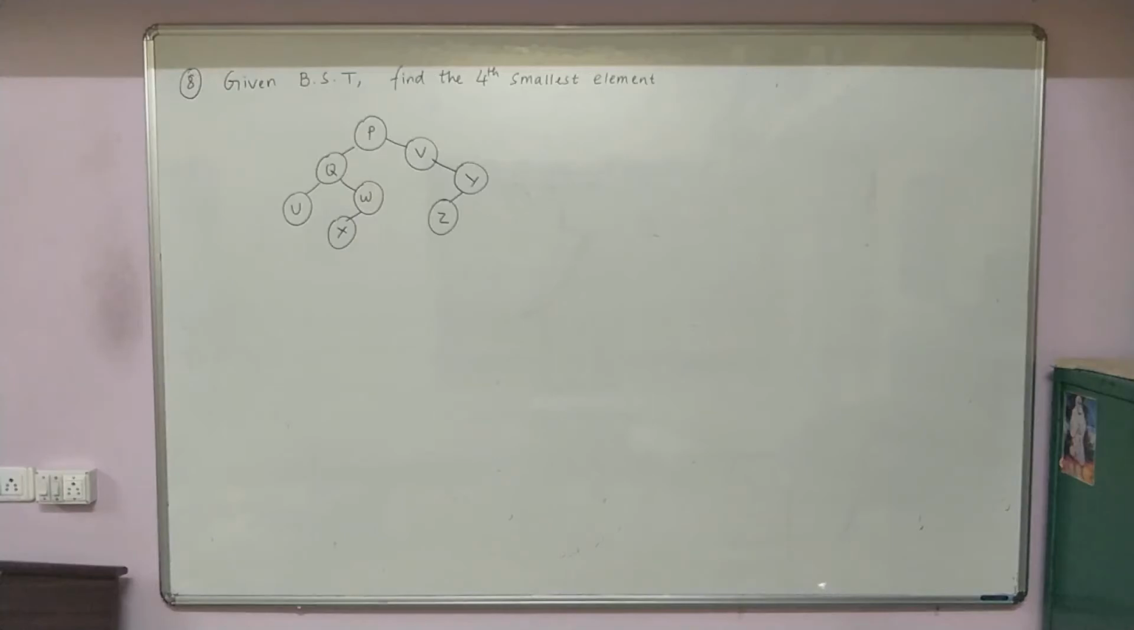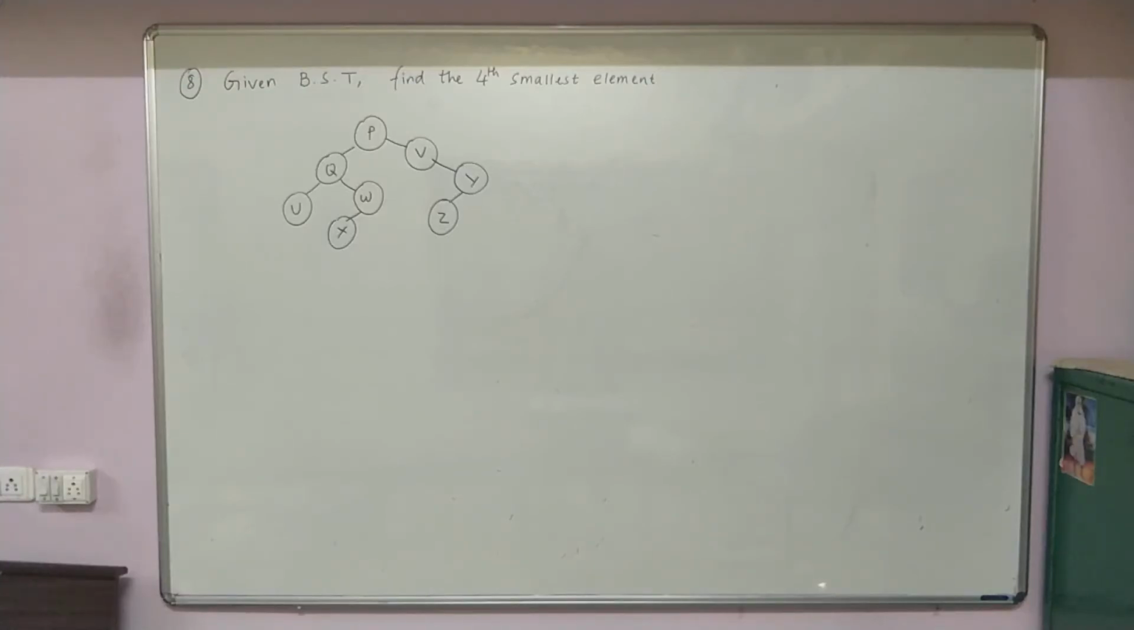The next question is, we are given a binary search tree. You need to find the fourth smallest element. It is very, very simple. What we need to do? We need to do the in-order traversal of the tree. In-order traversal of the tree gives the keys in ascending order. Okay, and in that ascending order you find the fourth minimum or the fourth smallest.